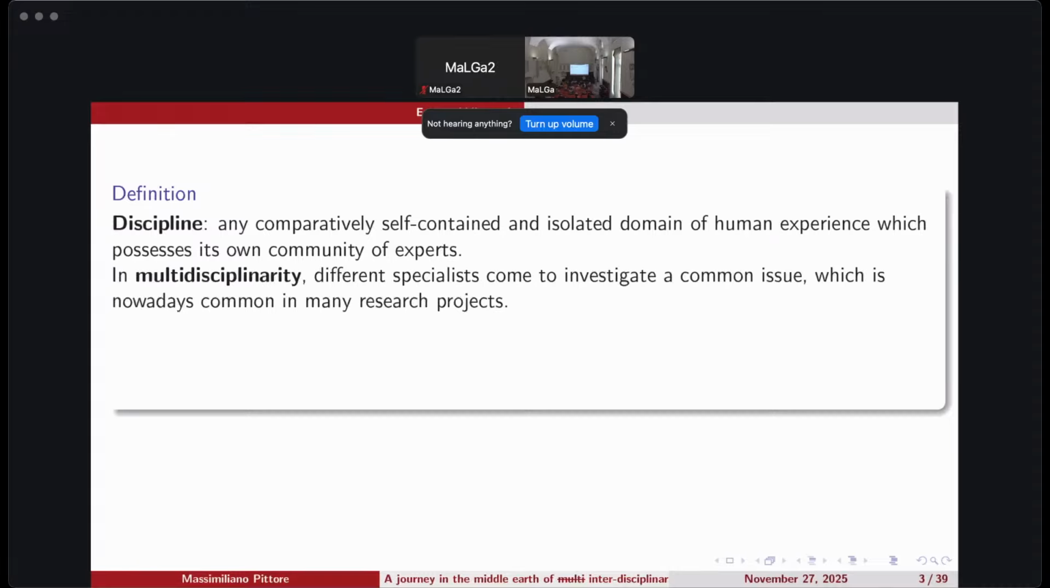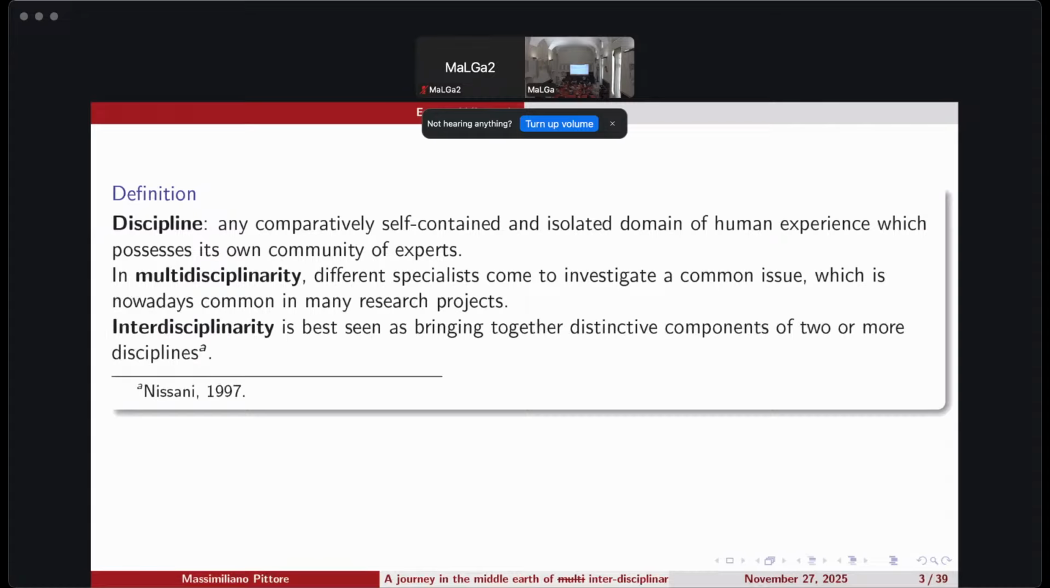So if we get out of this and we consider multidisciplinarity, we can define this as a situation where different specialists coming from different disciplinary domains are deciding to investigate, for instance, a common issue, which is actually quite common nowadays. While on the other side, interdisciplinarity, which I think is even more interesting, can be seen as basically bringing together different distinctive components of those disciplines at the same time.